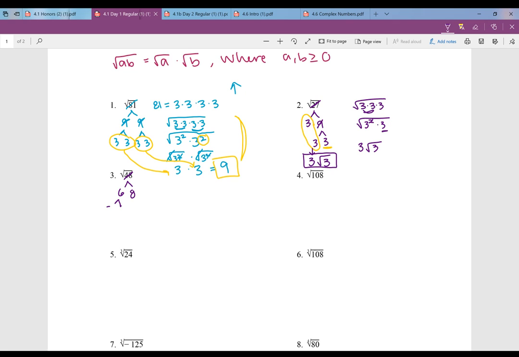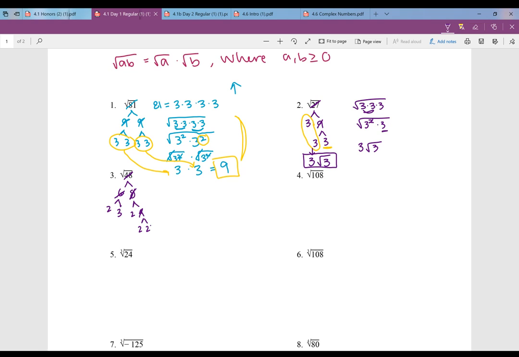So 6 we could break down to 2 times 3, right? And since we've broken that down, we're just going to cross it off. 2 and 3 won't break down anymore. That's as far as those guys can go. But what about 8? Well, that's 2 times 4. And then 4 is 2 times 2. So now we have 2, 2, 2, 2. We have 4 2's and a 3.